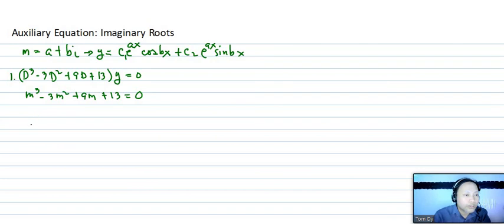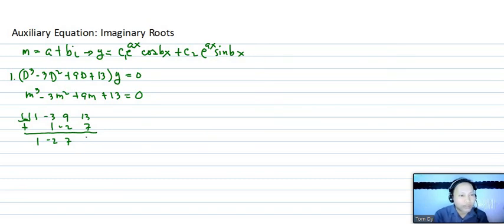Okay, now we will write our solution. We have here 1, using synthetic division. You have here 1, negative 3, and then 9, and then 13. So what are the factors of 13? Of course, 1 times 13. So we will make use of 1. Bring down 1. 1 times 1, that is 1. Negative 2, when we add. Negative 2 times 1, that is negative 2. Negative 2 times 9 plus negative 2, that is 7. 7 times 1, that is 7. Again, it will not equal 0. Make sure that this is equal to 0. So since it is not equal to 0, we will change our root.